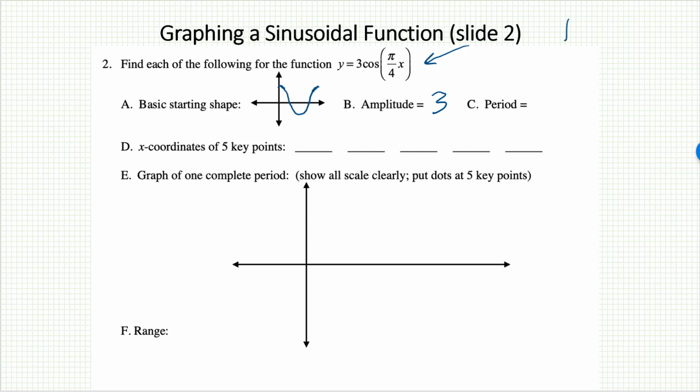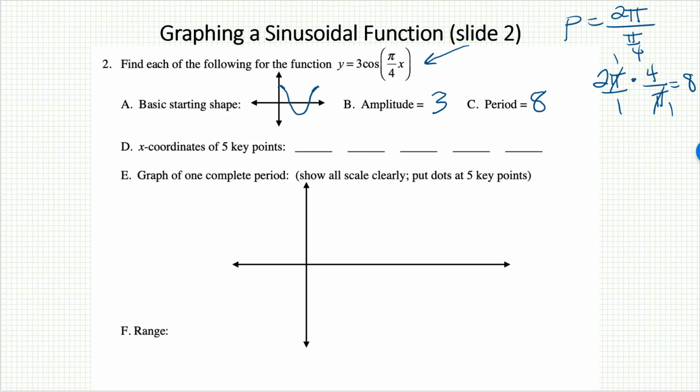The period, we have a formula for that, 2 pi divided by the b. The b is pi over 4. So I'll have to work that out. Dividing by pi over 4 would be the same as multiplying by its reciprocal, which is 4 over pi. The pi's cancel, and it looks like I just end up here with 8 over 1, which is 8. So my period is 8. Now maybe you're thinking, wait a minute, usually we have a pi in our period. Yes, but in this case, the b value caused the period to come out to be a nice number, just 8.